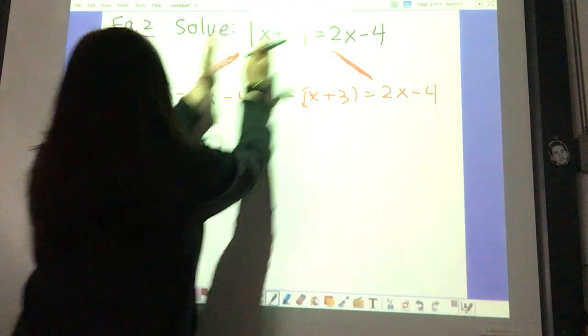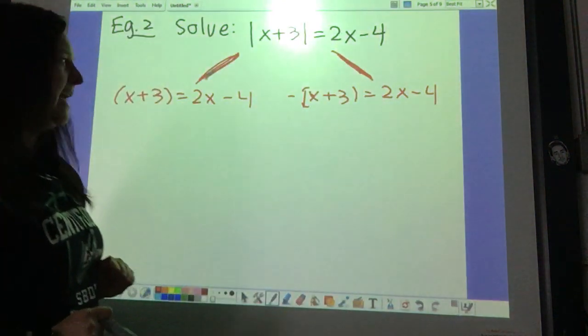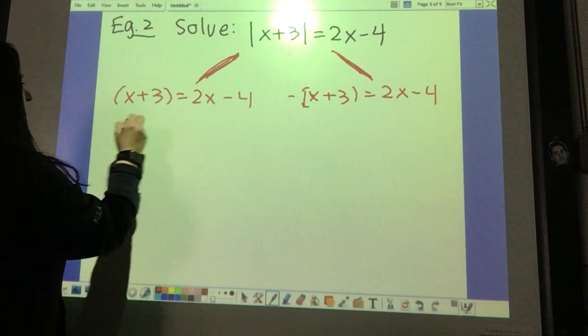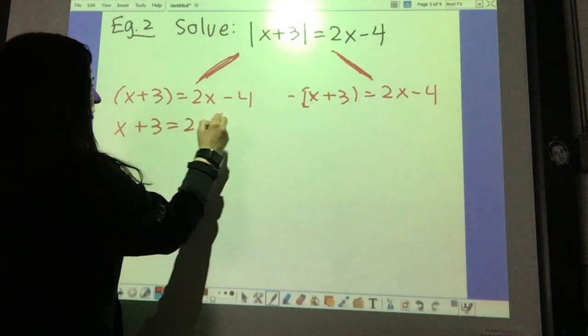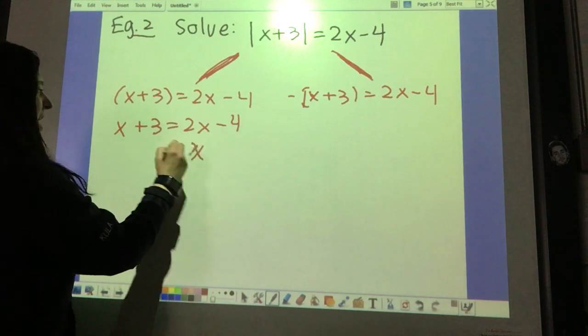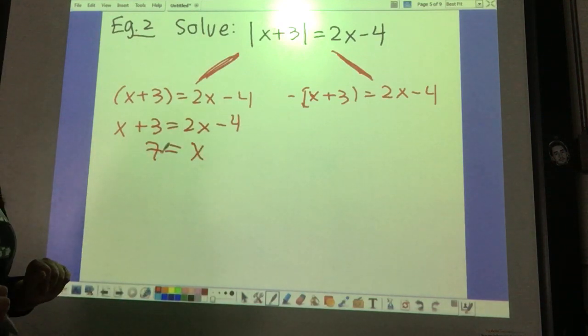Again, the x plus 3 could have been positive, but it could also have been negative. And then the rest, I think this is grade 9 math. We're just solving for a variable. There's not even any quadratic equations, at least not in our lesson today. So if I bring that over, x equals 7 is one possible answer we'll have to test.